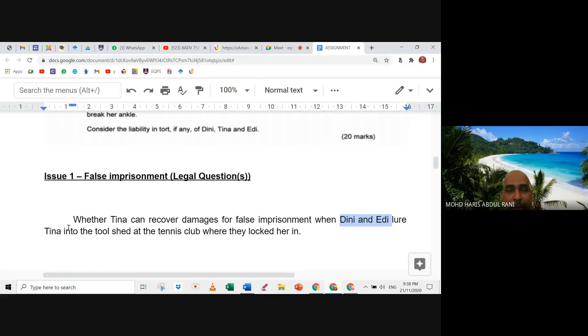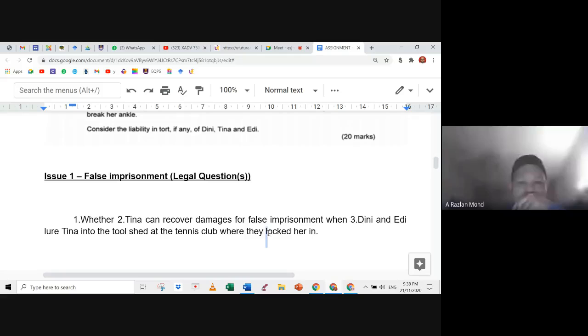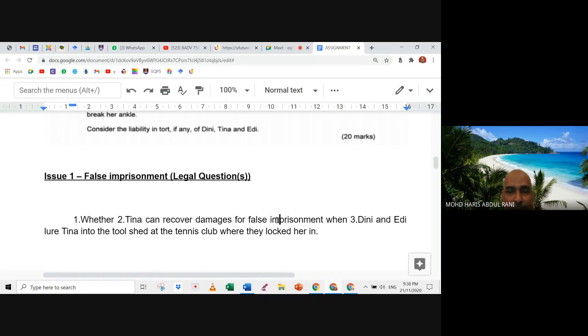So dah ada satu, whether, 2. So saya letak sini 1, 2 tu siapa? Plaintiff lah, potential plaintiff. 3, potential defendant. What is the act of these two that has done towards her is the apa dia yang dia orang ni, sebab you nak relate false imprisonment law to the act that they have done.